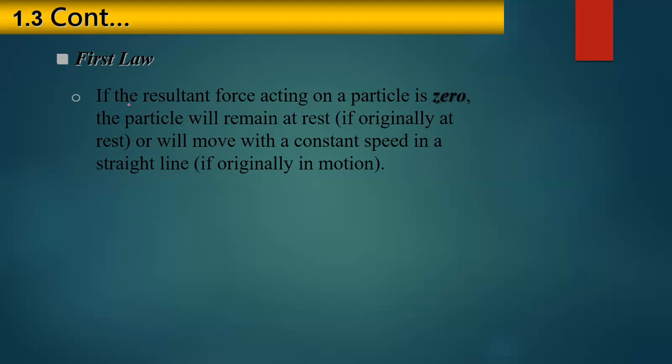Another version of defining the first law is: if the resultant force acting on a particle is zero, the particle will remain at rest if originally at rest, or it will move with a constant speed in a straight line if originally it was in motion. So if the particle is at rest, as long as the resultant force acting on it is zero, the particle will remain in the same position for as long as it was originally at rest.